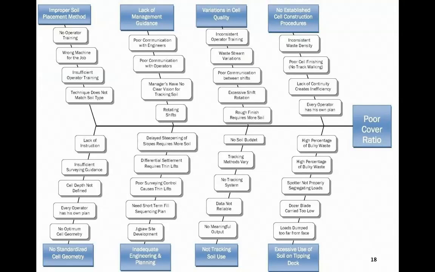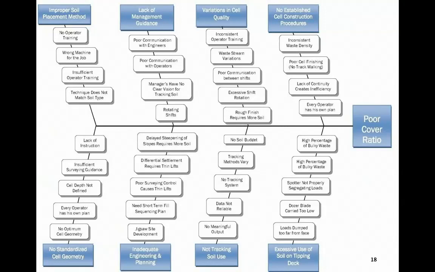And once we identify where we think that the main problem is, then we go deeper and we identify, for example, if we go to the bottom right blue box, excessive use of soil on tipping deck, there are some reasons that we might have that happening. Loads are dumped too far from the face, or the dozer blade is carried too low and we're carrying soil into the cell with every push, or the spotter is not segregating loads. I see here we've got high percentage of bulky waste in there twice. That must have been a really, really important one.